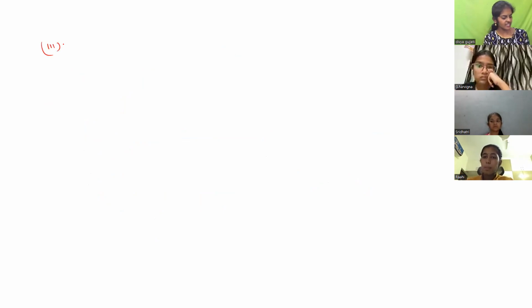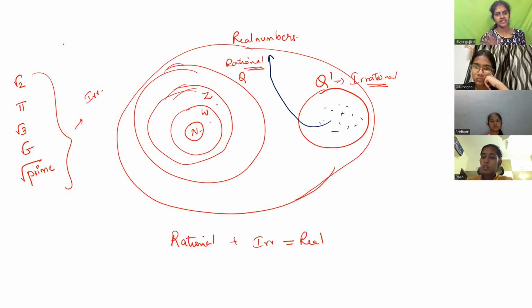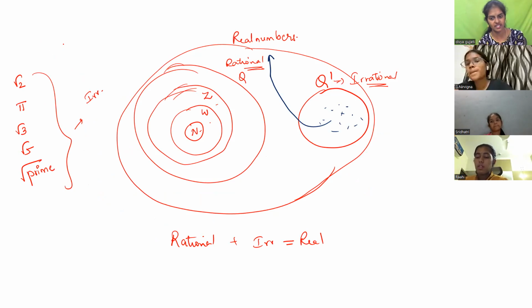So, now the third one. Every real number is an irrational number. Every real number is an irrational number. Is it true or false? False, ma'am. False, right? In real numbers, you also have rational numbers, but rational is not irrational. So real is not irrational.